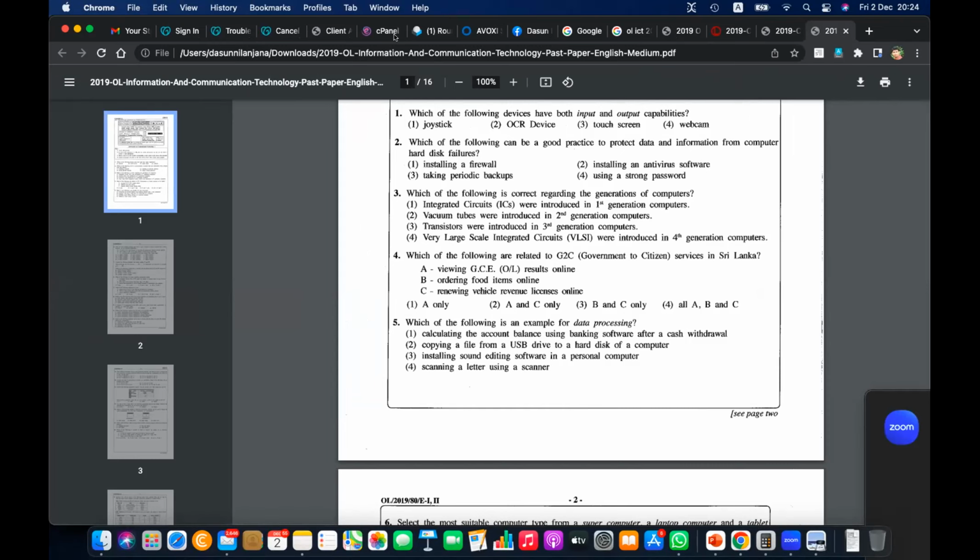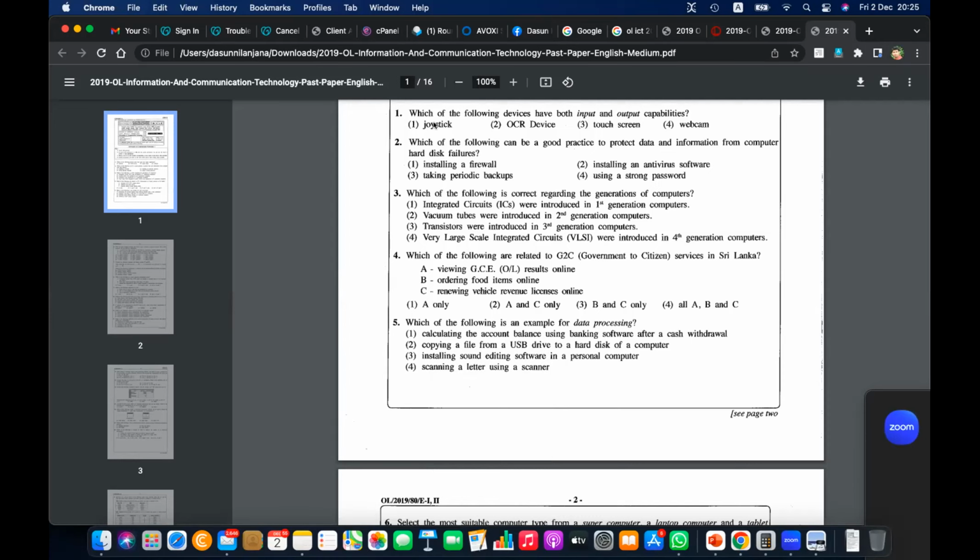So is it input or output? OCR. Come on, you have to talk. Rukshan, is it input or output? Easy question. OCR, camera. What do we do with a camera? OCR takes it in through the camera. That is input.